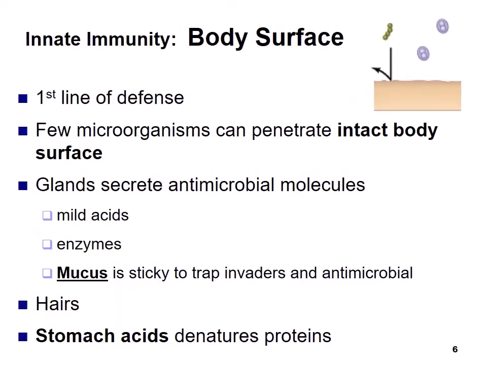So I think body surfaces is pretty straightforward, right? It's your first line of defense. Not very many microorganisms can actually penetrate intact body surfaces. And then to help with that, you also have glands that secrete antimicrobial molecules like mild acids, enzymes that are hydrolytic and break molecules down. And then you also have mucus, which is a sticky trap to help stop invaders, and mucus is also antimicrobial. And then you have hairs that help prevent pathogens from entering in your body, and then stomach acid also can help denature any proteins of any pathogens. So your body surfaces are really your first line of defense, and that's part of your innate immunity.